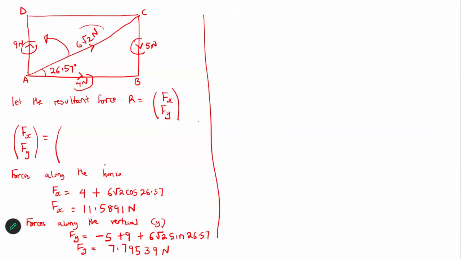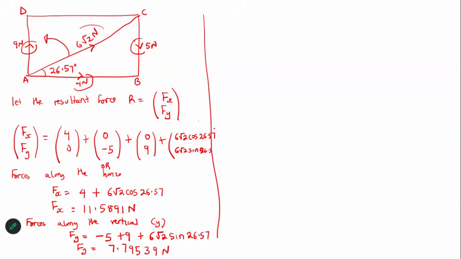Those who are using this approach, for your f, it will be 4 and 0, plus when you go to 5, it's going to be 0 and -5, plus those who are 9, it's going to be 0 and 9, plus when it comes to this, it's going to be 6 root of 2 cos of 26.57 and 6 root of 2 sine of 26.57. Those who are using the vector approach.